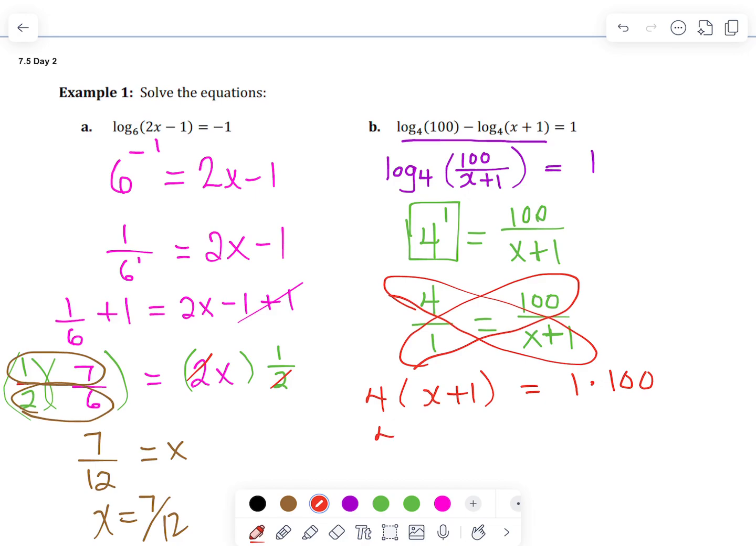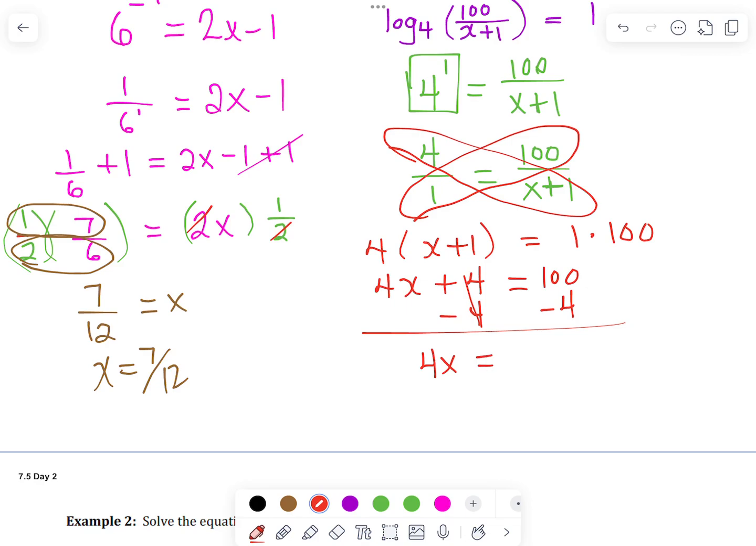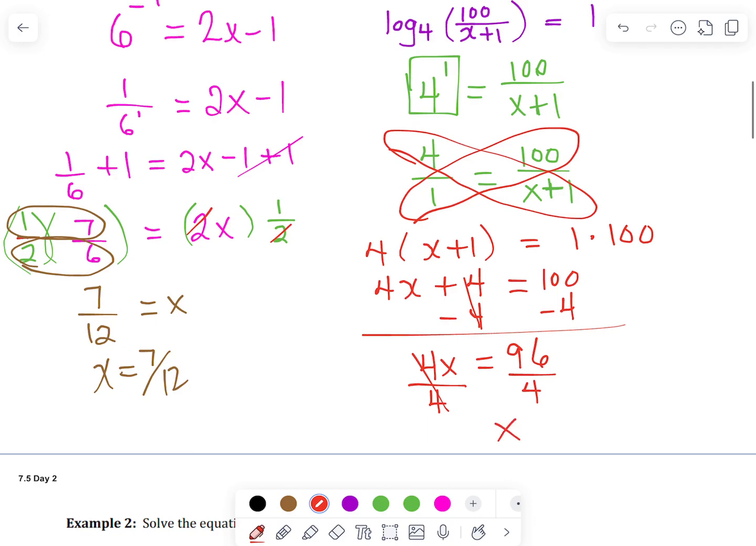Then I'm going to distribute that 4x on the left side, and then 1 times 100 is 100. And then I'm going to undo that plus 4, so I'm going to subtract 4 from both sides. And then simplify, and we get 96. And then we're going to undo that 4 by dividing both sides by 4. And then 96 divided by 4 is 24.